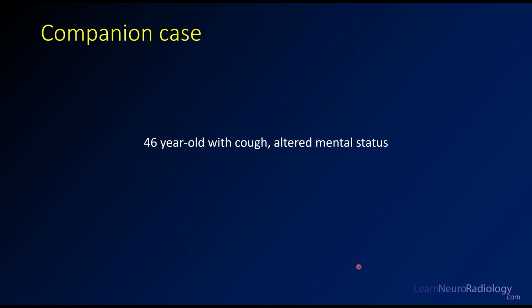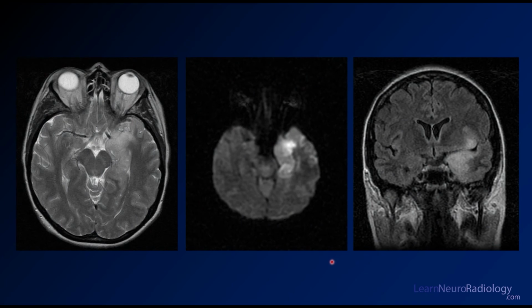Our companion case for this is a 46-year-old with cough and altered mental status. Here you see, again, similar findings. You have a T2, a diffusion, and a coronal FLAIR. Take a look at that left hippocampus, so left medial temporal lobe, hippocampus and amygdala. Very bright on T2, very swollen, with loss of the gray-white differentiation. On diffusion, it's very bright, very swollen, and this is confirmed on FLAIR. You see the medial temporal lobe going up to the sylvian fissure, very swollen and very T2 hyperintense.